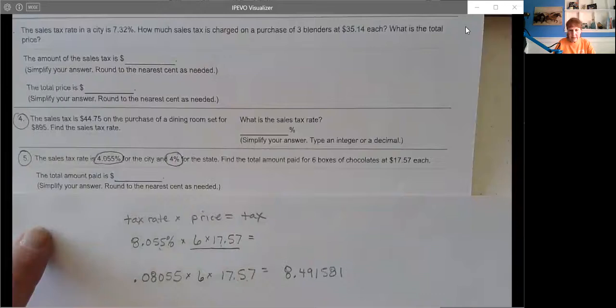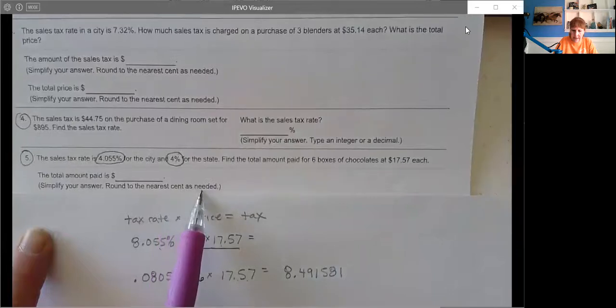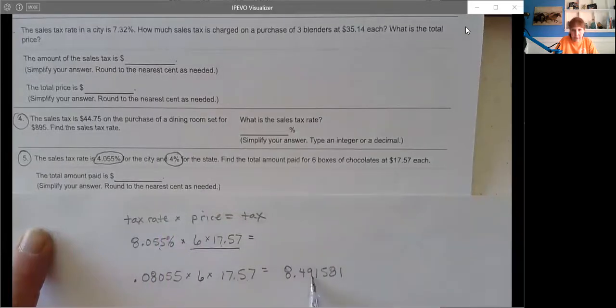So that's why I kind of dropped this down to think, all right, we're gonna have to round this. Simplify your answer, round to the nearest cent as needed. The cent is the 100th, because there's 100 pennies in a dollar. This is dollars. So here's our cent spot. So we look to the right, it is less than 5. So we're going to keep the 49. So we will be paying $8.49 in tax on these all 6 boxes at that price.